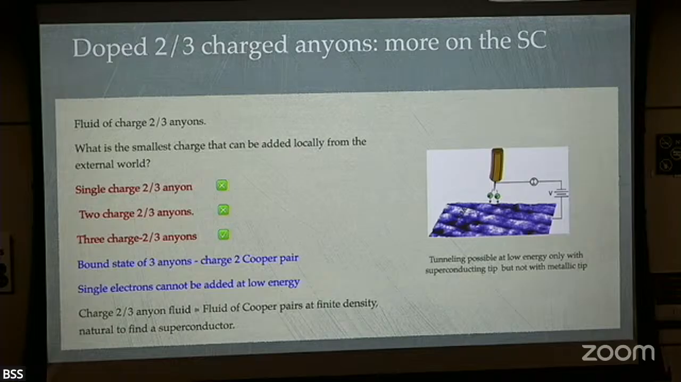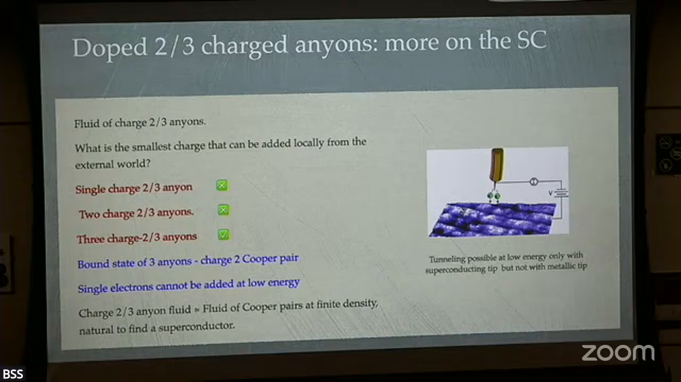What would happen if you focus on 2/3, but you also had a 1/3 possibility? You could tunnel 3 1/3 anyons. That's an electron. And it would be a superconductor. Yeah, so let me address that in 10 seconds. Give me 10 seconds, Leo. I'll go back to the previous slide. But for now, let me focus on the slide.